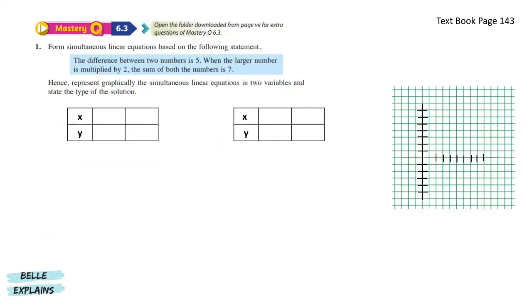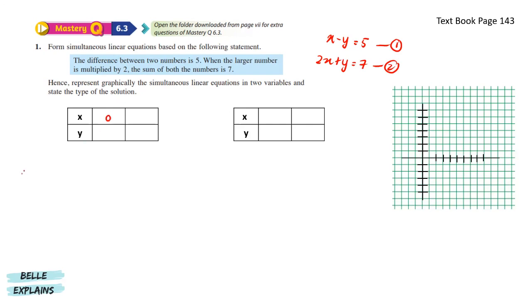Finally, Mastery Q 6.3. Form simultaneous linear equations based on the following statement. The difference between two numbers is 5. When the larger number is multiplied by 2, the sum of both the numbers is 7. Hence, represent graphically the simultaneous linear equations in two variables and state the type of the solution. From the first statement, we know that x minus y gives us 5. From the second statement, we get 2x plus y equals 7.